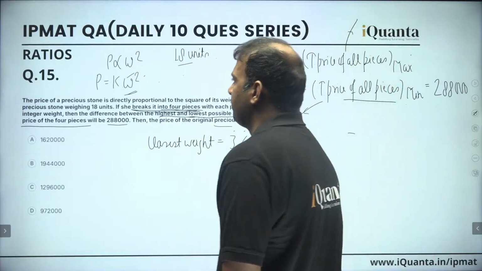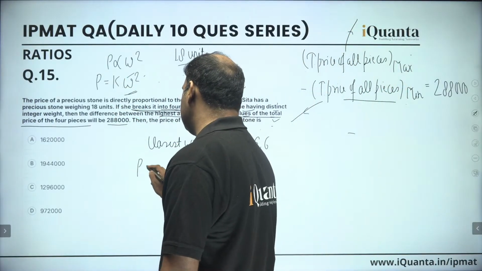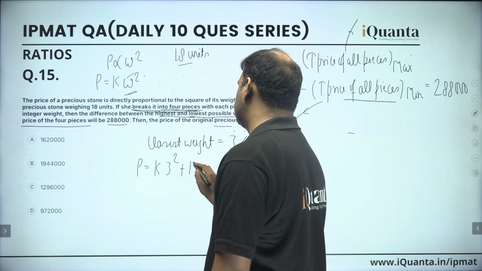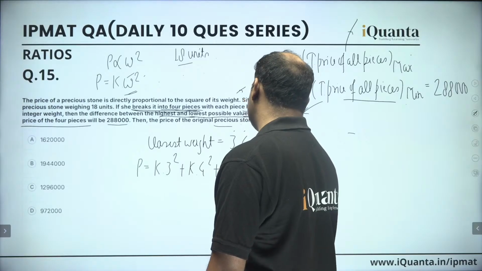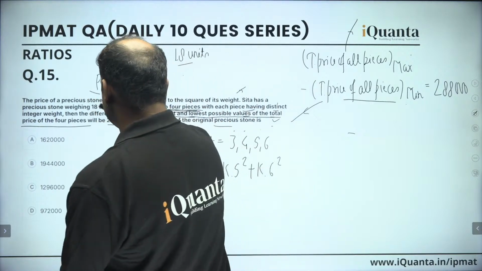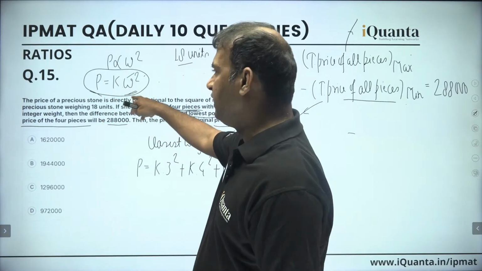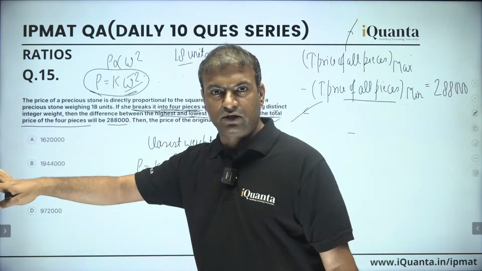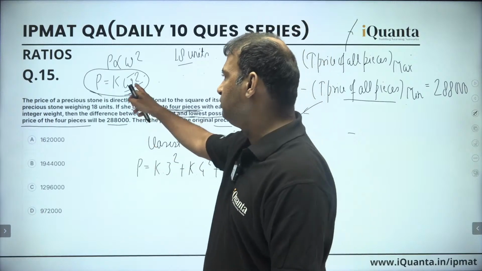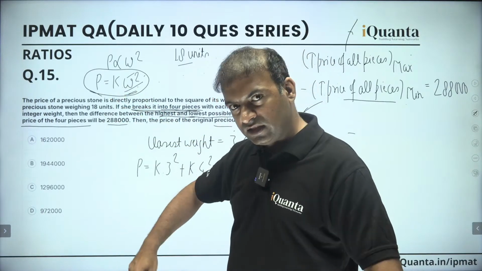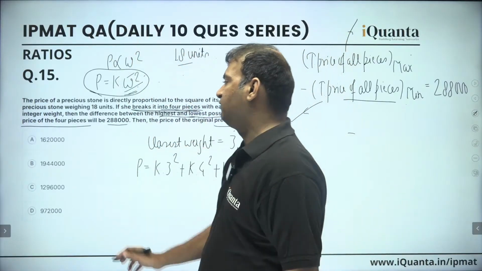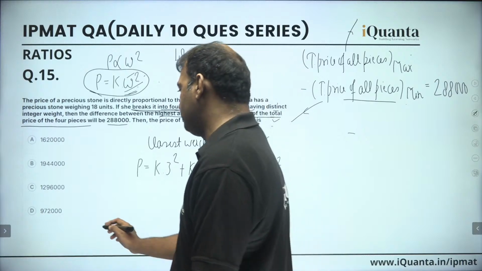Let me show you how. See, the price is k into weight squared. If the weight is 3, then 4, then 5, 6, and so on. You can consider this as an expression for a while. This is actually a quadratic expression, right? So in a quadratic expression, when w increases, the square of it increases in an exponential manner, right? Means if the weight is 1, the square is also 1.